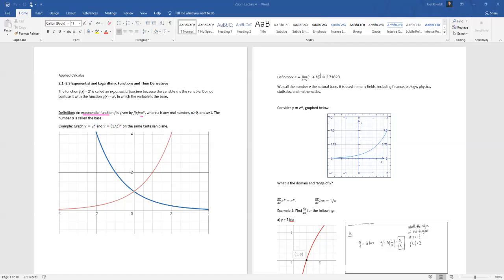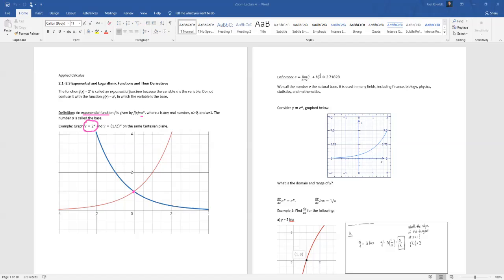Next, we have a graph of those two functions. If you look at y is equal to 2 to the power of x, let's think about that for a moment. We know that if x is 0, we would have 2 to the power of 0, and any number to the power of 0 is 1. So if you go over at x is 0 and go up 1, you would have this point here on the graph.